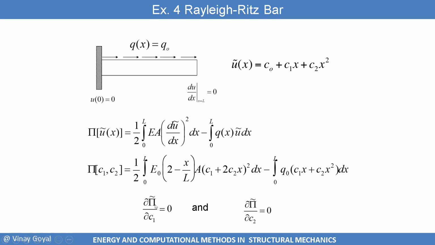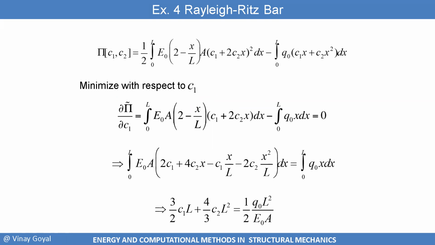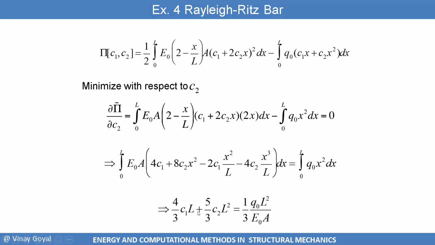And then take the derivative of pi with respect to C1, derivative of pi with respect to C2, and then you can find the coefficients C1 and C2 with two unknowns, two equations. I've done that here a little bit. You can minimize it, take the derivative with respect to C1, the derivative with respect to C2. And when you do that, that's the first equation. That's the second equation.